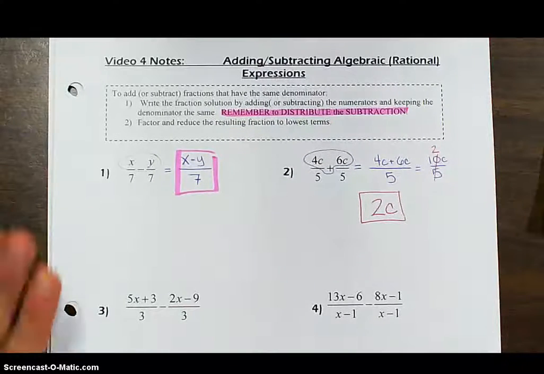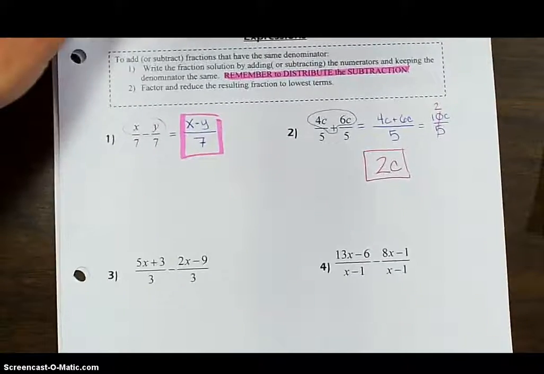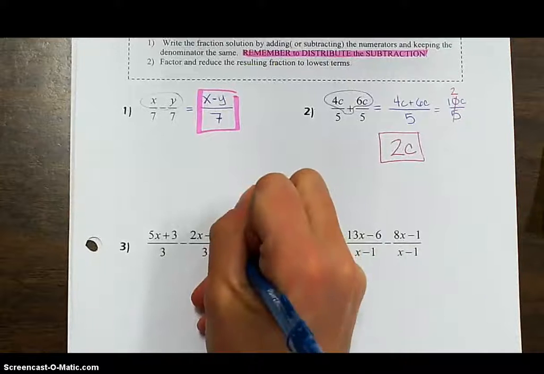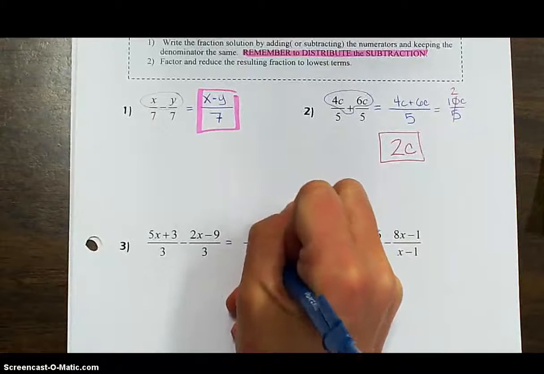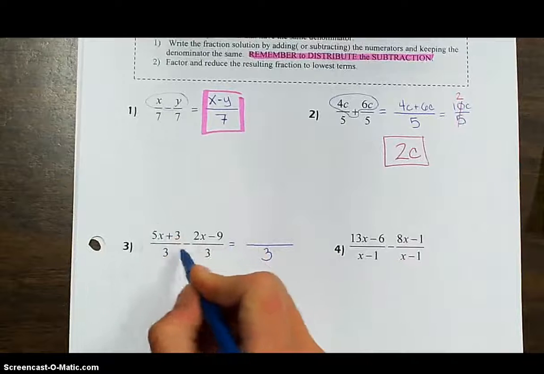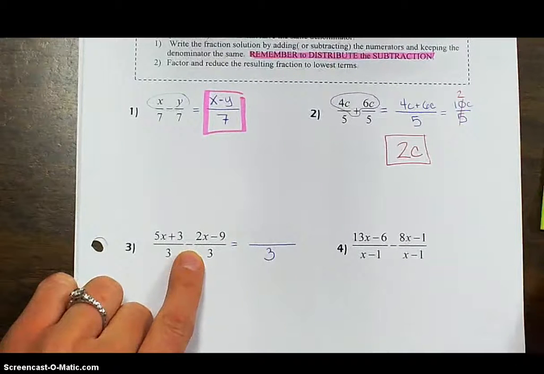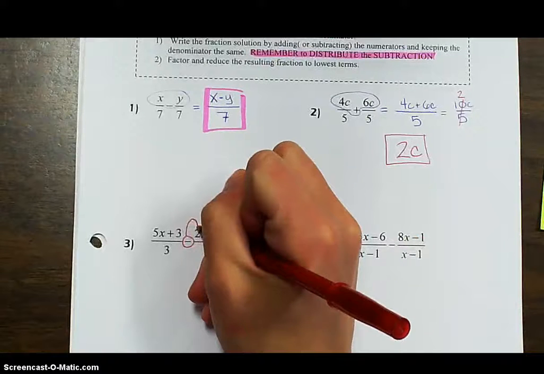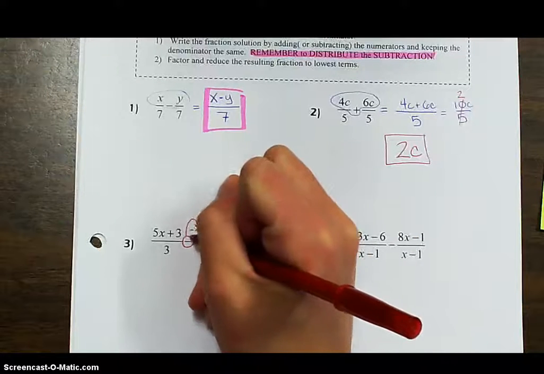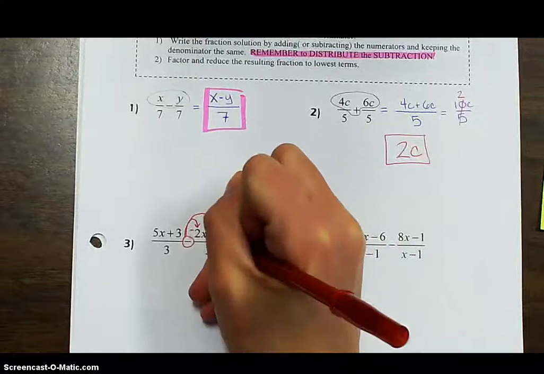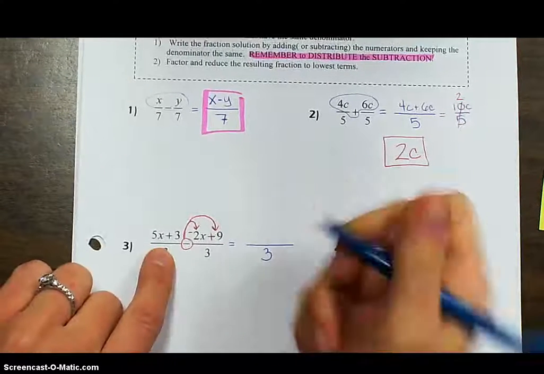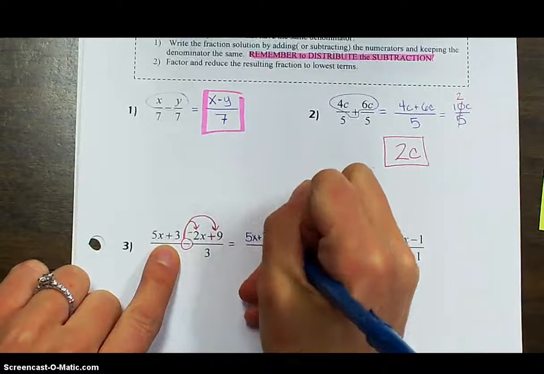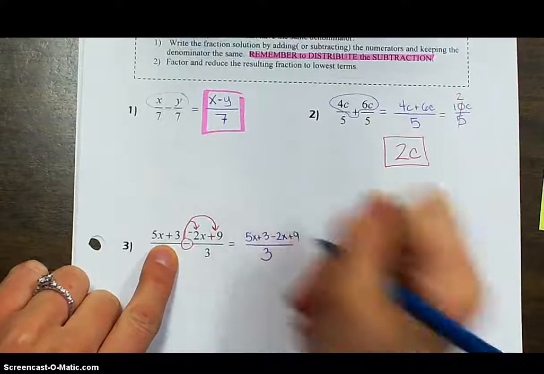All right, let's move on to one that's a little bit more complex. Let's take a look here at number 3. If we look carefully, we have a common denominator of 3, so we're going to rewrite this with a common denominator of 3. Now, for the numerators, I have to look very carefully. I have a subtraction sign there, so the first thing we have to do is distribute the subtraction to everything. This becomes a minus 2x, and then a negative 9 becomes a positive 9. So let's rewrite this: we have 5x plus 3 minus 2x plus 9.